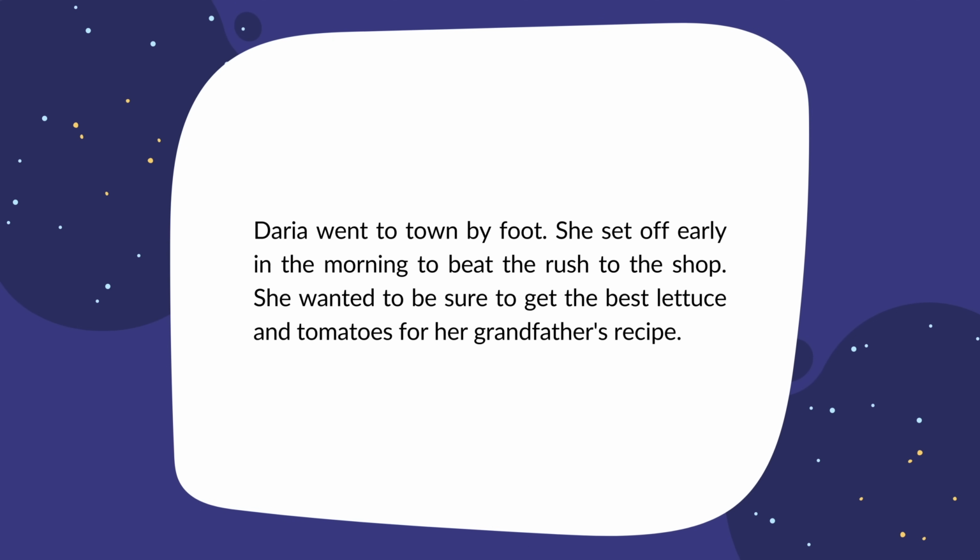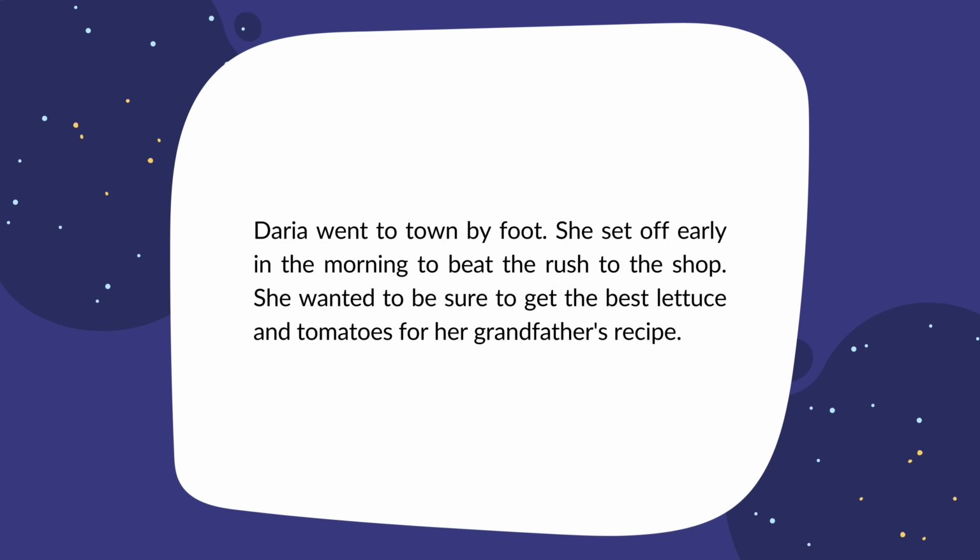Say we have this text right here. Daria went to town on foot. She set off early in the morning to beat the rush to the shop. She wanted to be sure to get the best lettuce and tomatoes for her grandfather's recipe. Now, say you want a computer to scan this for words with the closest meaning. If you ask a computer to come back with a word similar to food, for example, you wouldn't really expect it to come back with lettuce or tomatoes, right? That's what a human might do when thinking of similar words to food.